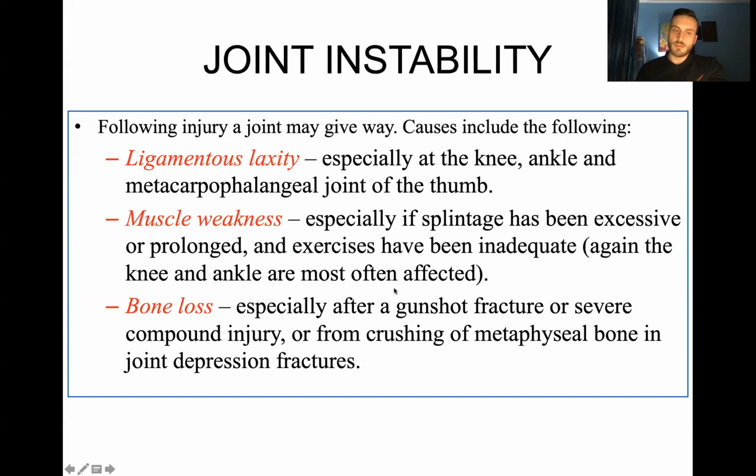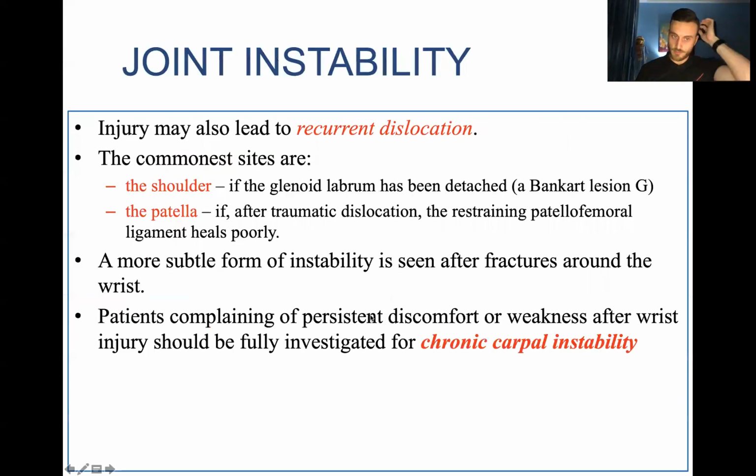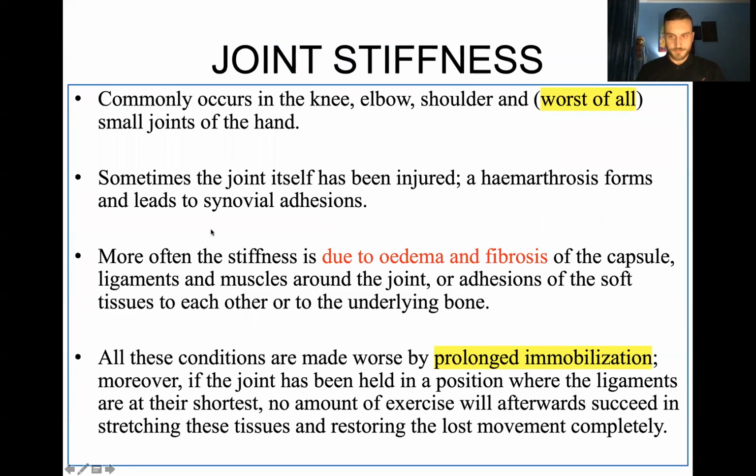Joint instability, if there is ligamentous laxity, if there is muscle weakness or bone loss. Okay, this might cause joint instability. The most common joint to be dislocated, as you all know, is the shoulder, and if recurrent dislocation is happening, we could have a Bankart lesion in the glenoid, or patella with lateral dislocation of the knee.